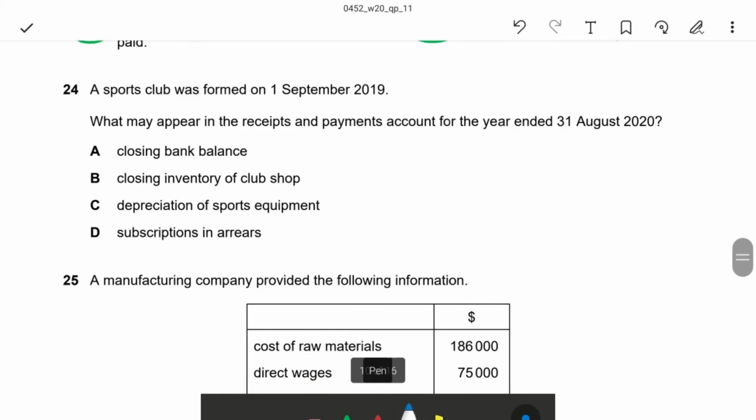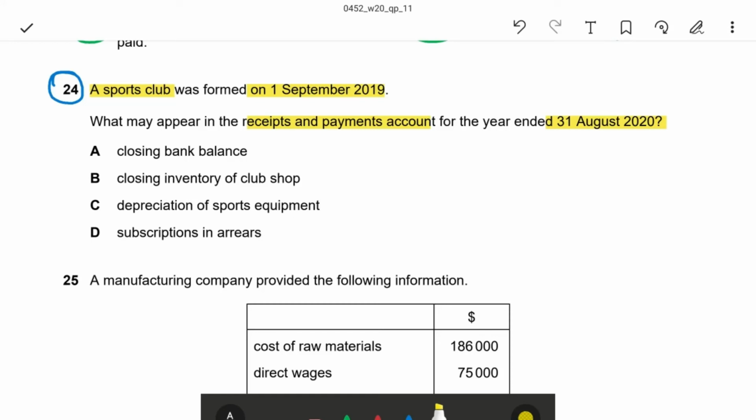Question number 24. A sports club was formed on 1st September 2019. Which may appear in the receipts and payments account for the year ended 31st August? A receipts and payments account in a club is the same as a cash book in a business. A sports club is a non-profit organization. They prepare a receipts and payments account instead of the cash book used in a profit organization. So this is the same as a cash book.